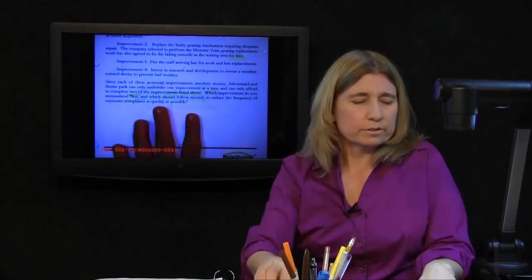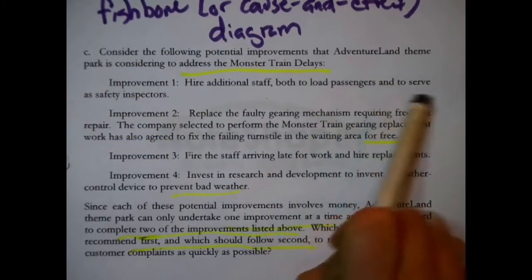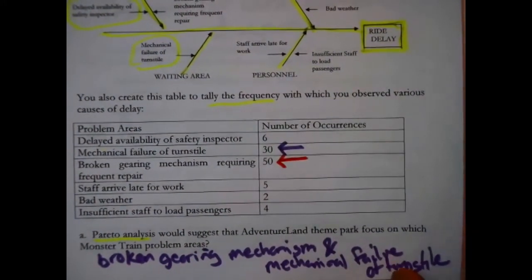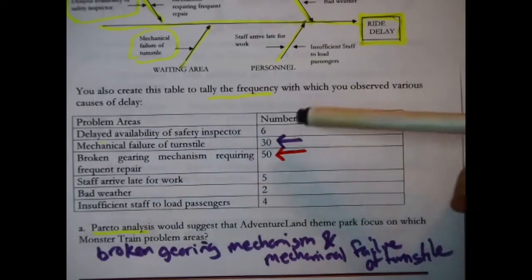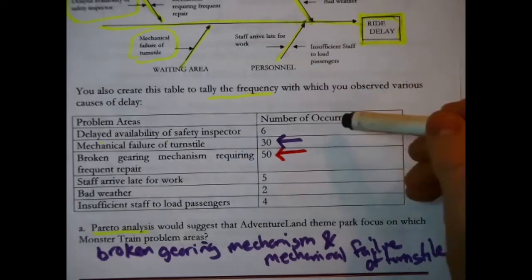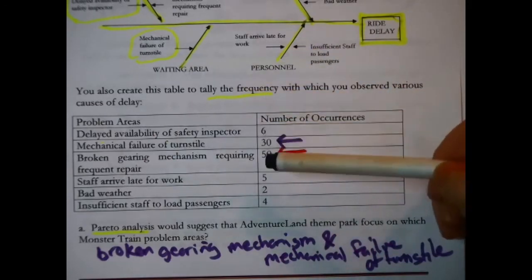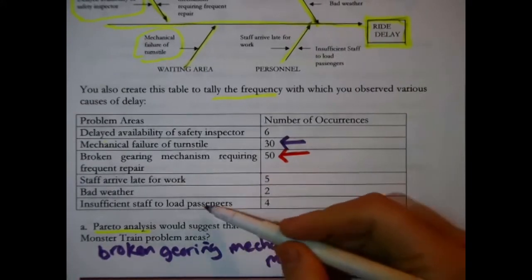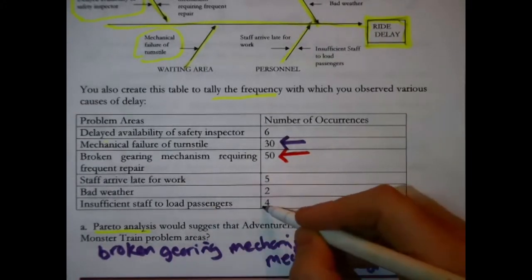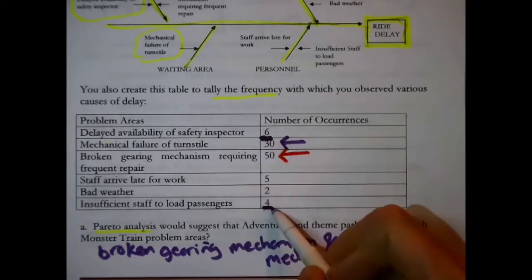So, for instance, go back to improvement 1. Hire additional staff both to load passengers and serve as safety inspectors. How would that have helped in the past? Well, I'm looking at the old data. Delayed availability of safety inspector was, over the past 10 weeks, responsible for 6 delays on Monster Train. Now, they said also to help load passengers. I'm looking at the bottom of the table too, and that is key. Insufficient staff to load passengers. What improvement 1 is proposing would help both these categories.